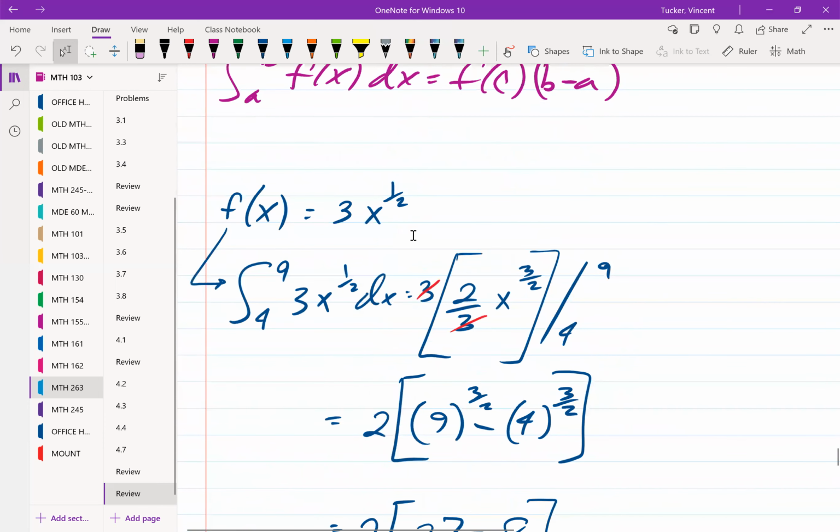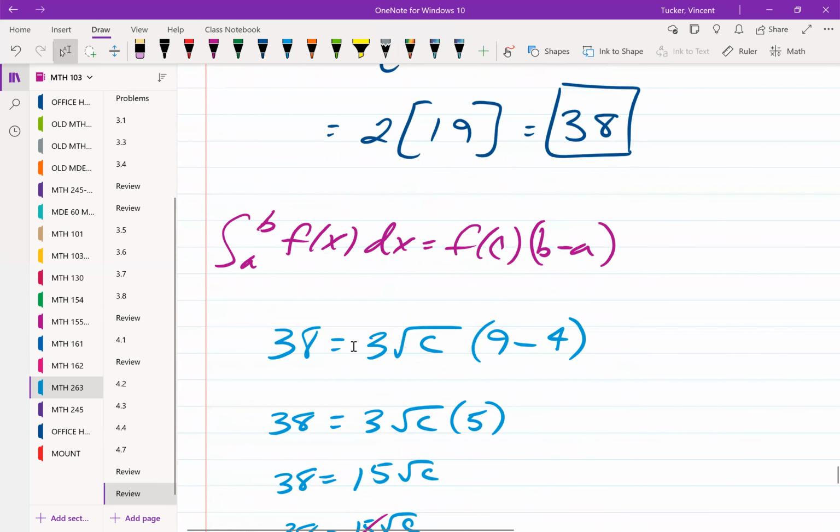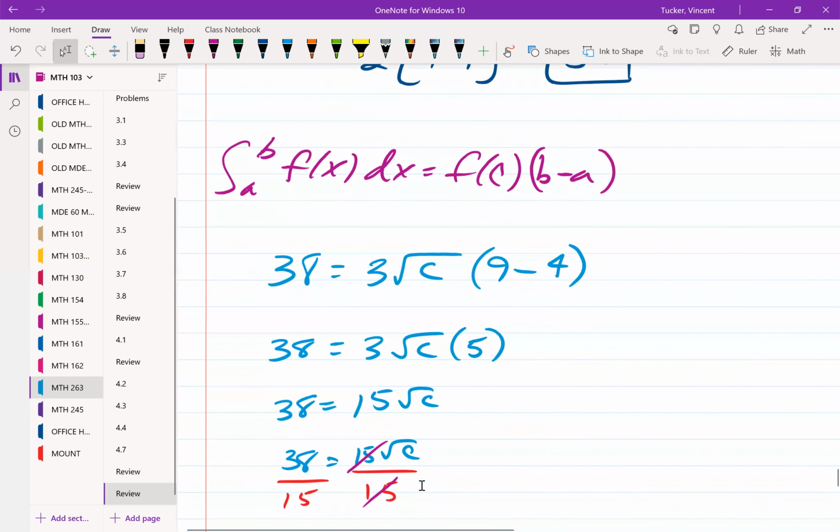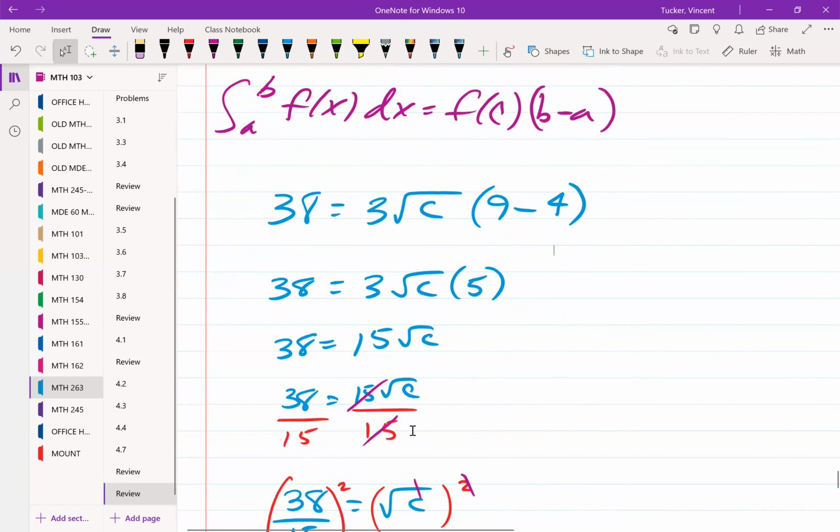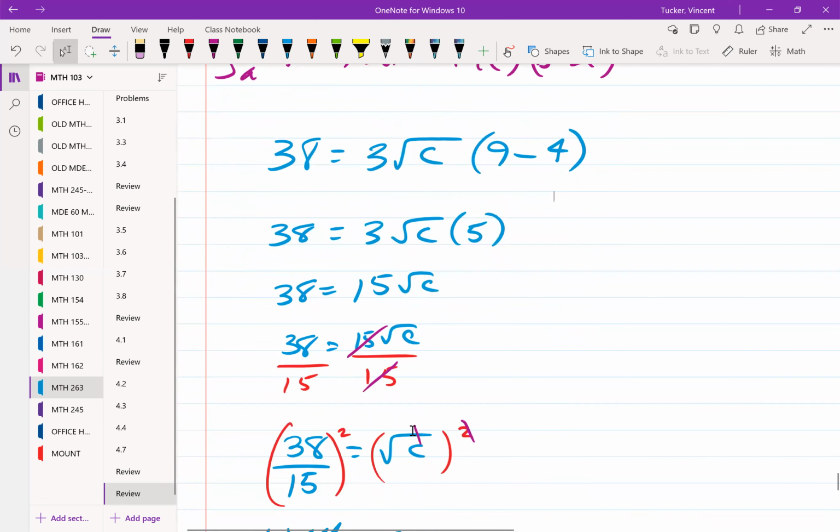That's the integration of 3 square root of x from 4 to 9. So it's 38. So now we're plugging in the pieces that we have. So this part is what we just found out. That's 38 equal to 3 square root of c. That's our function with c plugged in for x. And then times 9 minus 4. 9 minus 4 is 5. 5 times 3 is 15. So the right side of my equation, to simplify as much as possible, is 15 square root of c. Divided by 15, I have 38 over 15 equal to the square root of c.